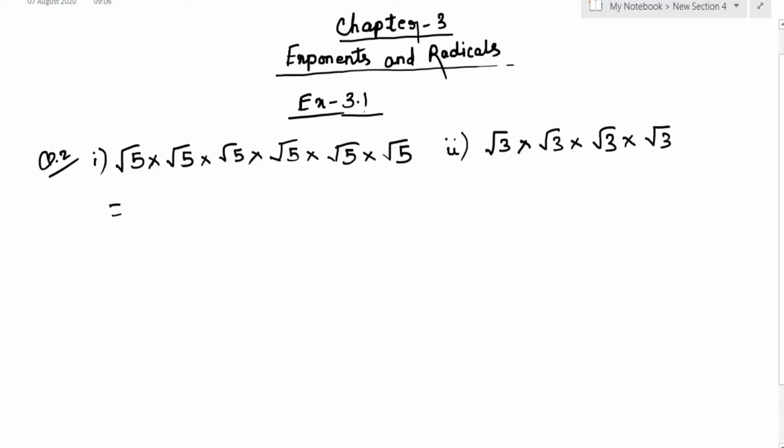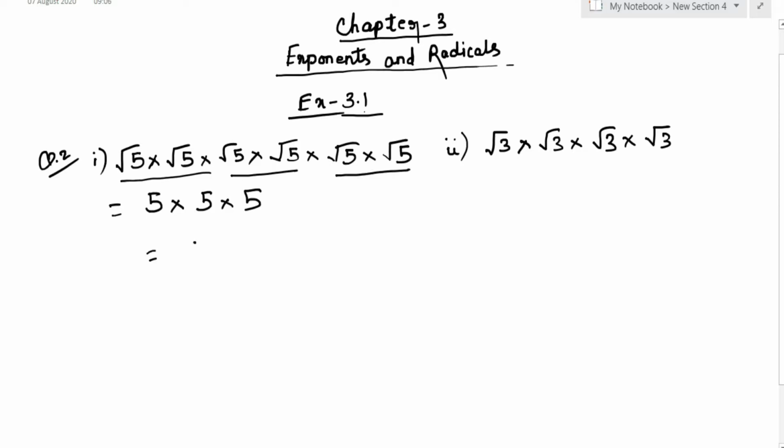Now next, question number 2 is: write each of the following in the exponential notation. अब हमें इन numbers को exponential notation में form करना है. आप देख सकते हो exponential form में लिखने के लिए ये जो repetition हो रहा है root 5 का. But एक property, कोई भी root number अगर अपने root value से multiply होता है तो उसका root हट जाता है. तो ये root 5 into root 5 आपस में multiply होगा और इनका root हट जाएगा, बन जाएगा 5. Again root 5 into root 5 multiply होगा, root हट जाएगा, बन जाएगा 5.